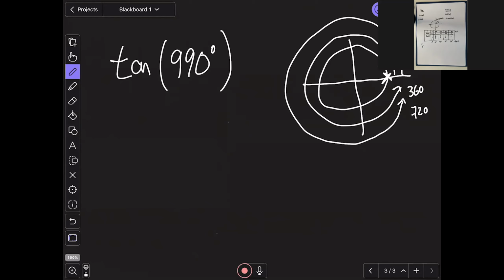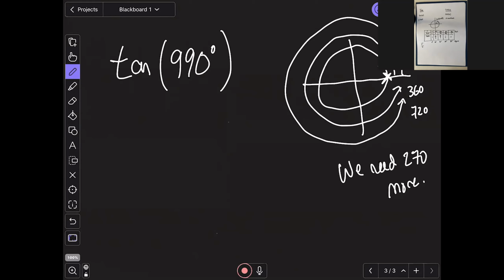I think, wait, isn't it to like the third quadrant? It's closer. Yeah, you're closer. Right, so how many more degrees do we have from 720 to 990? 270. Yeah, we need 270 more, right? So where are we? It's on the y-axis, right?